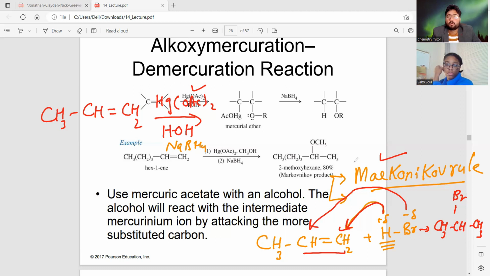The second important point about oxymercuration, demercuration is that no carbocation rearrangement takes place. No carbocation. Is it anti-Markovnikov, right? No.